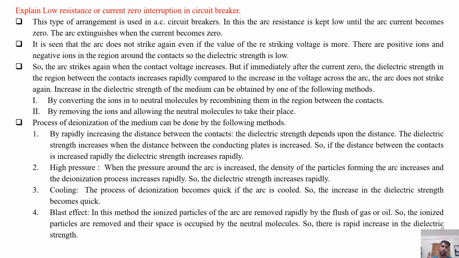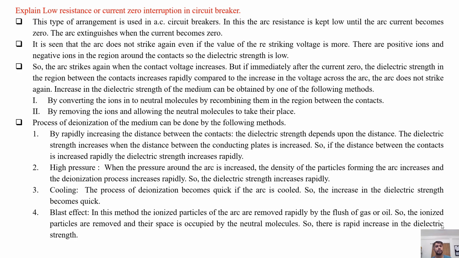There are positive ions and negative ions in the region around the contacts, so the dielectric strength is low. So the arc strikes again when the contact voltage increases. But if, immediately after current zero, the dielectric strength in the region between the contacts increases rapidly compared to the rate of rise of the restriking voltage across the contacts, the arc does not strike again, which means the arc is interrupted.